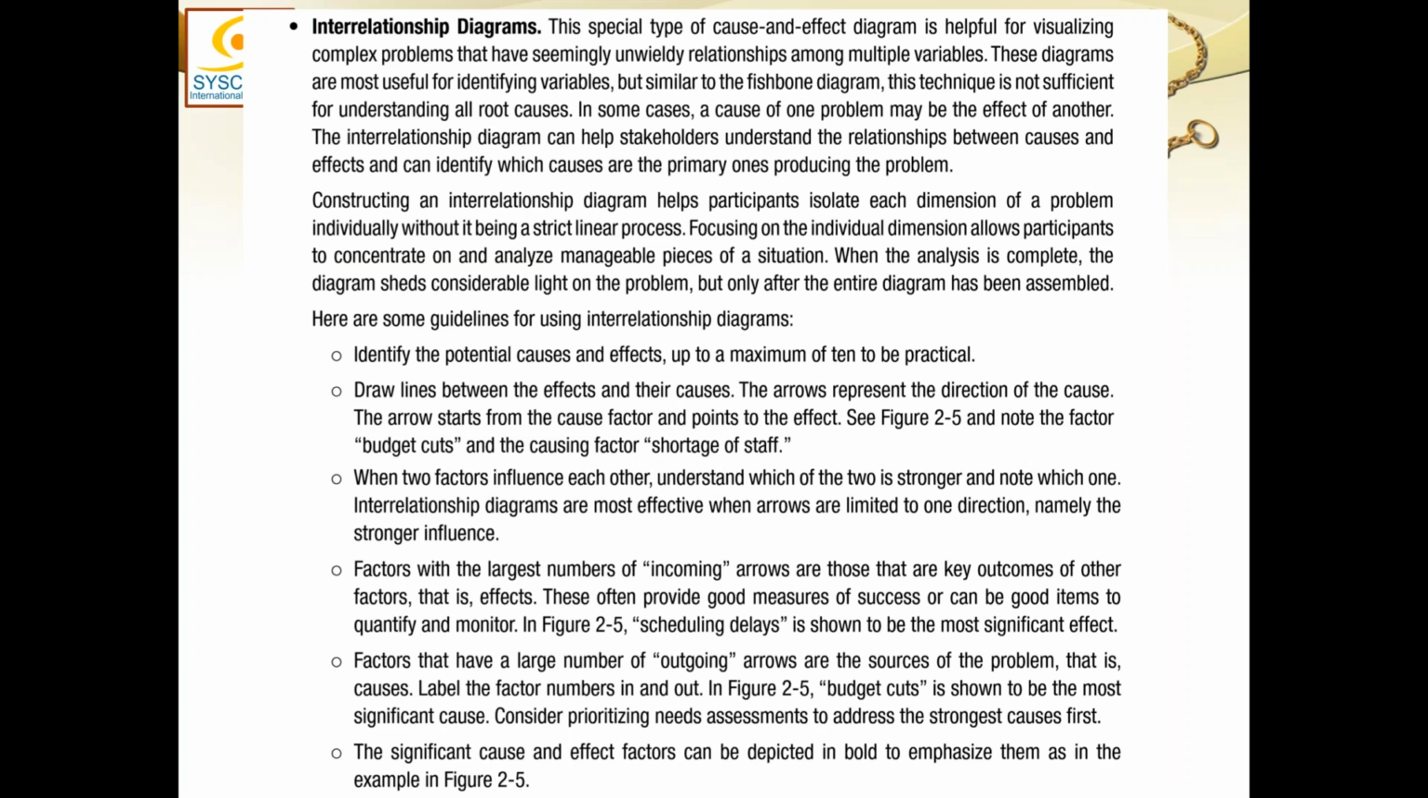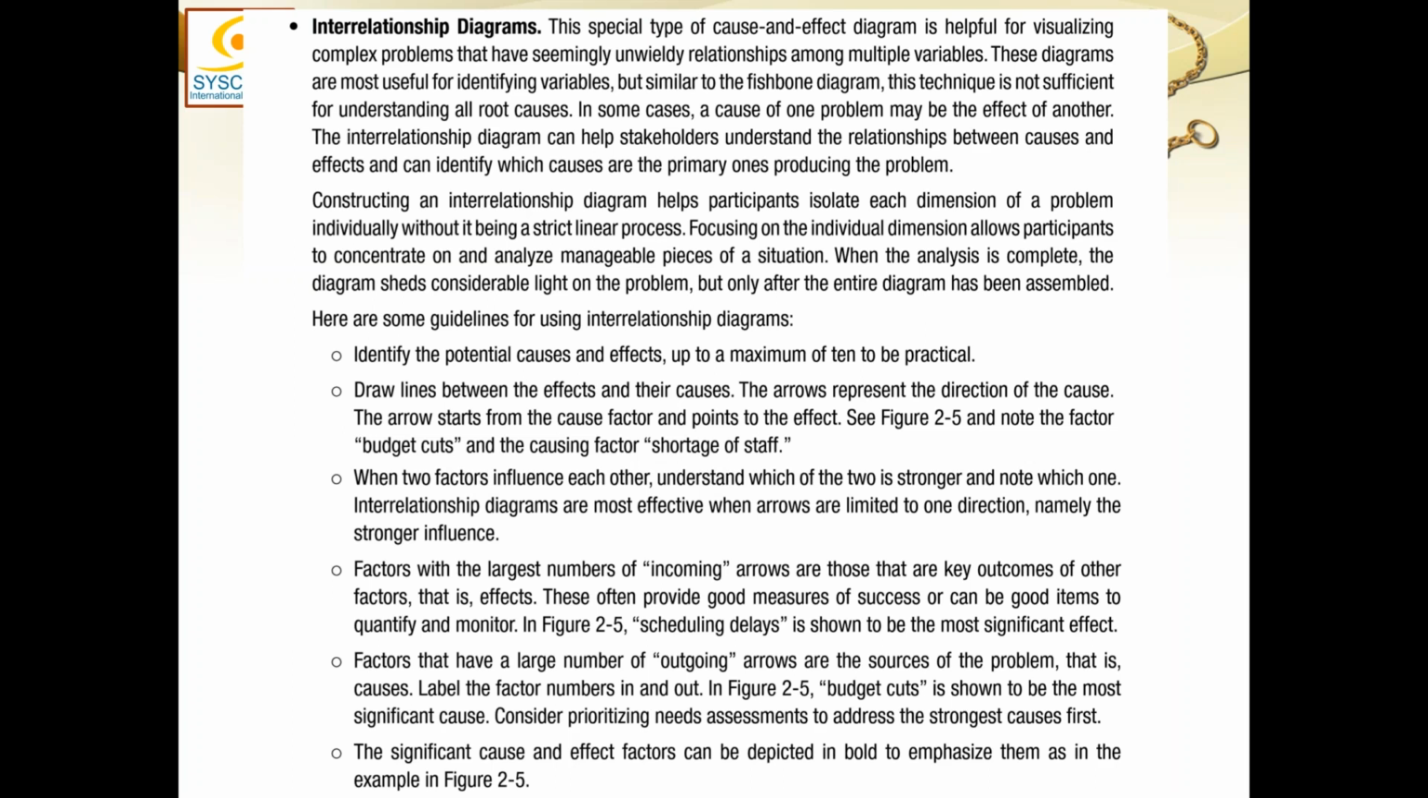Draw lines between the effects and their causes. Connect them. Each cause is connected to its effect. The effect is your problem or your opportunity. The arrows represent the direction of the cause. So where is the cause? We are making an arrowhead. The arrow starts from the cause and points to the effect.